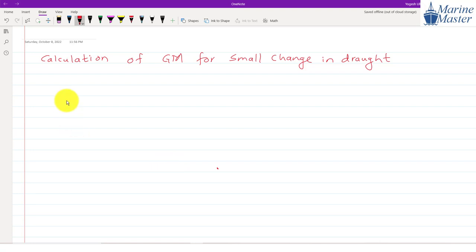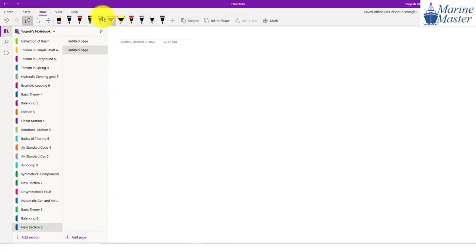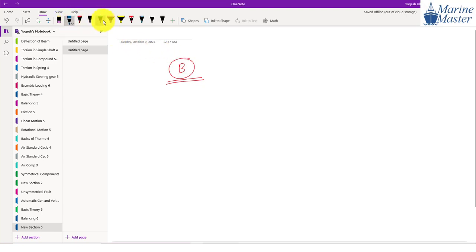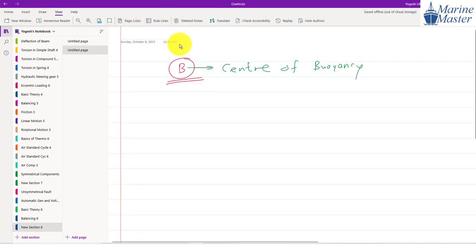Now try to understand the scenario, guys. Yesterday we studied one more thing. What is the meaning of B that we studied in our last lecture? Center of buoyancy. That is the meaning of B that we studied yesterday, guys. B means what? Center of buoyancy.